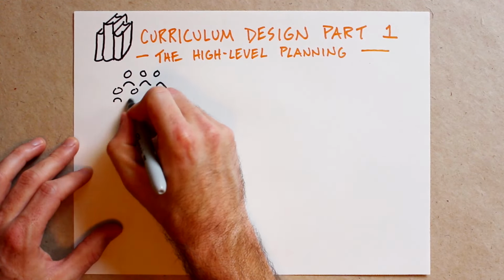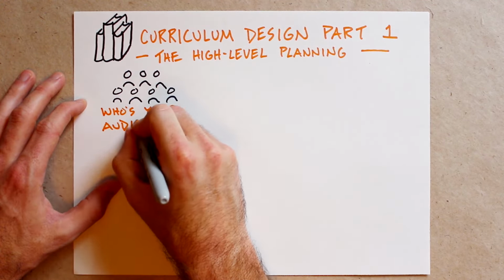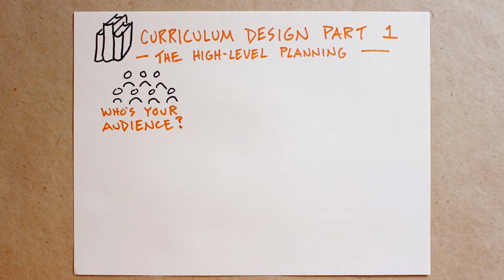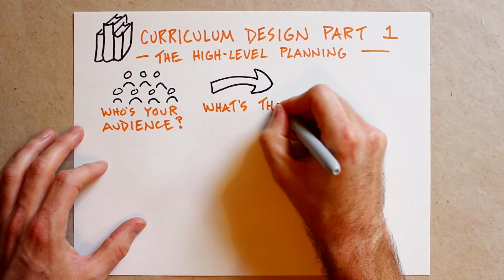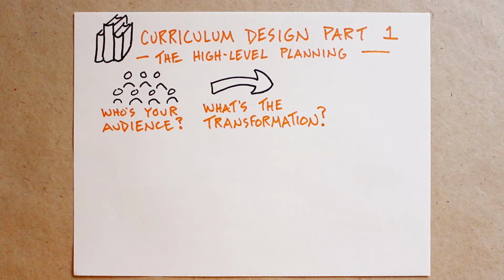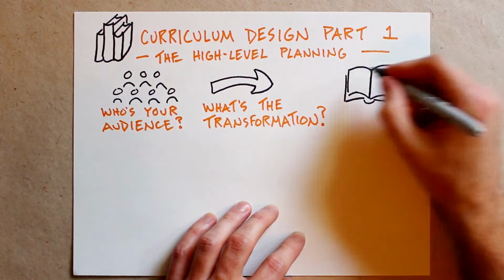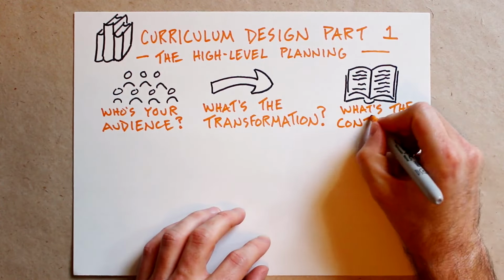The first piece of this puzzle is understanding who your audience is. Who will your students be, and what sort of situation are they currently in? Once you have a good idea of who your students are and where they are in their particular stage of development, then you can start to think about the second piece. What's the transformation that those students, your audience, will go through as a result of engaging with this curriculum that you're designing? And then the third step of this high-level planning, what is the container for this curriculum?